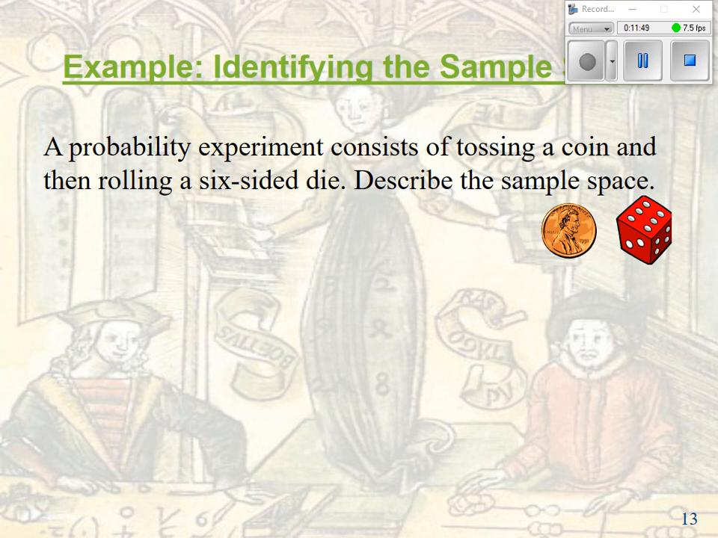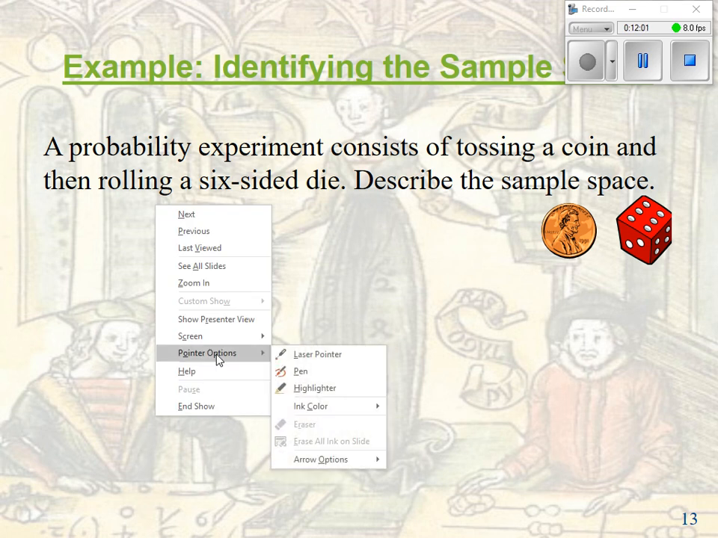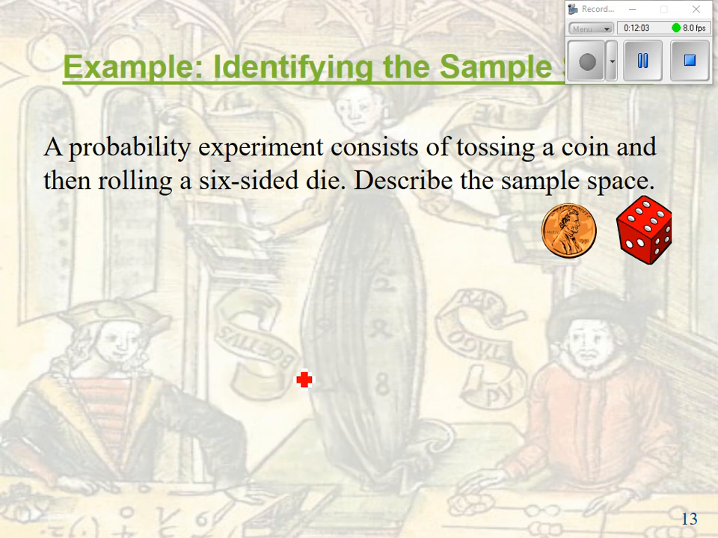A probability experiment consists of tossing a coin and then rolling a 6-sided die. Describe the sample space. If I toss this coin and roll a 6-sided die, what could I get? You can get head, 1, head 2, head 3.